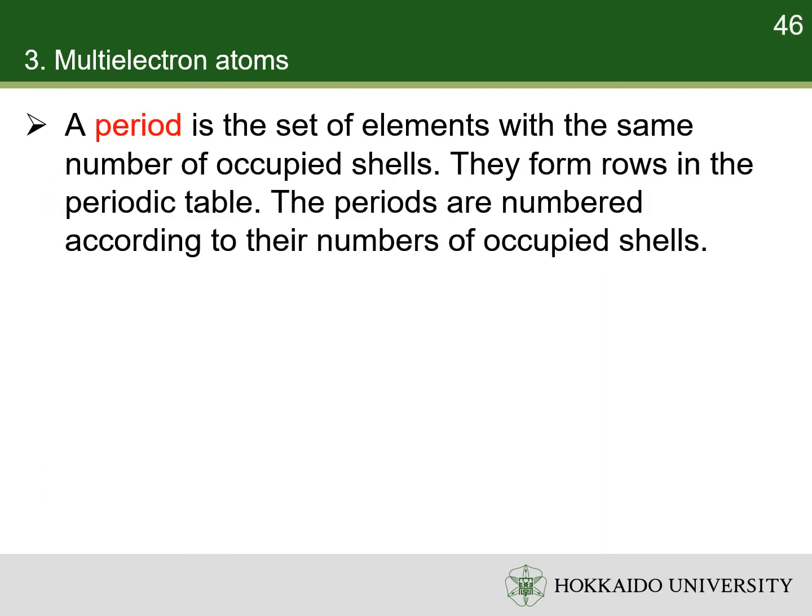A period is the set of elements with the same number of occupied shells. They form rows in the periodic table. The periods are numbered according to their numbers of occupied shells.